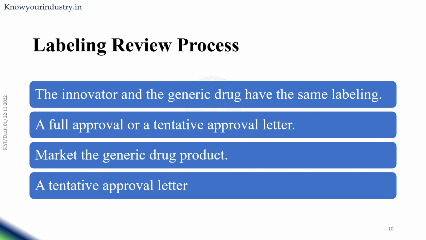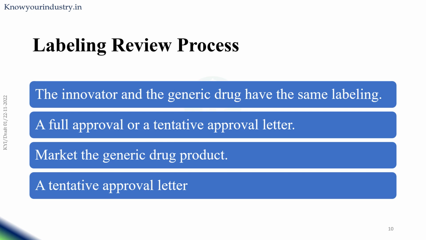What is the labeling review process? The labeling review process is to ensure that both the innovator and the generic drug have the same labeling. After the final level administrative review, and once individual disciplines have resolved their deficiencies, the application will either receive a full approval or a tentative approval letter. This we have seen in the flowchart in the earlier slides.